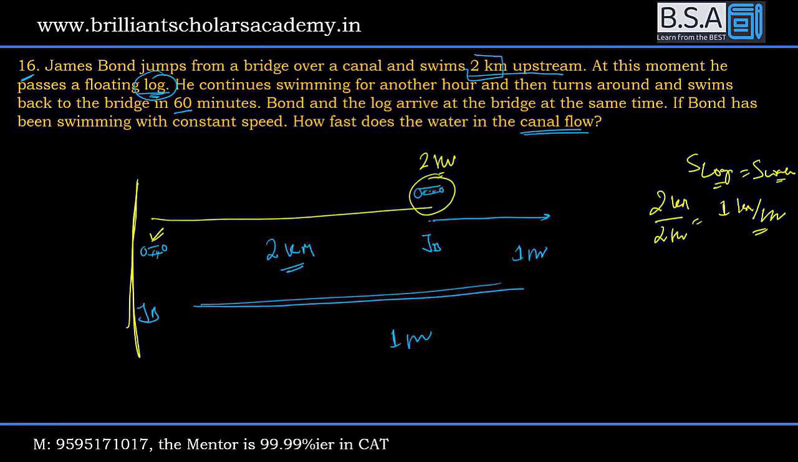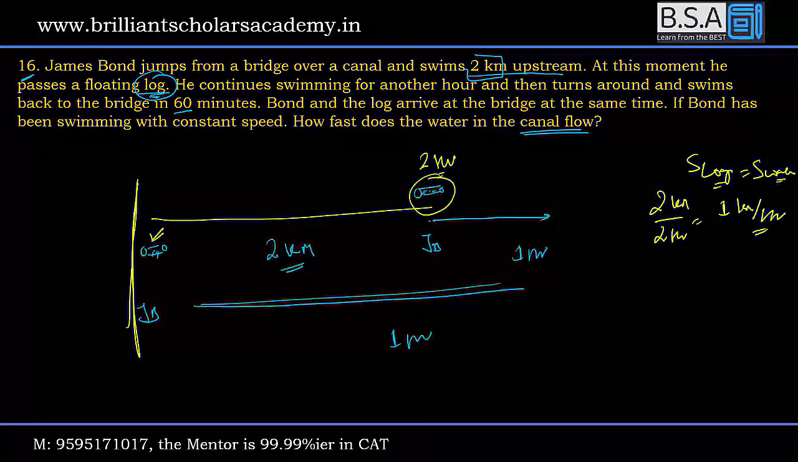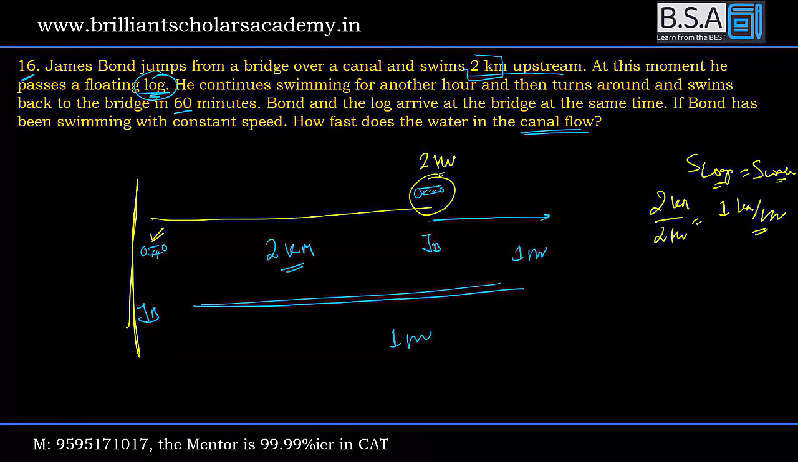This entire question comes down to one observation. How much time was the log floating for? When James Bond crosses the log while going to the right side, and when James Bond turns back, they reach the same point together. वो ब्रिज के केस में थोड़ा अलग दिख रहा था कि points are different, so they reach the same point together. So the log has traveled for 2 hours and the log has completed 2 kilometers. The speed must be 2 by 2, 1 kmph. That is the speed of the canal water. Confirmation on this?